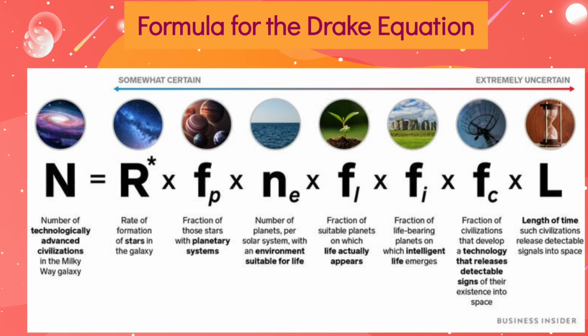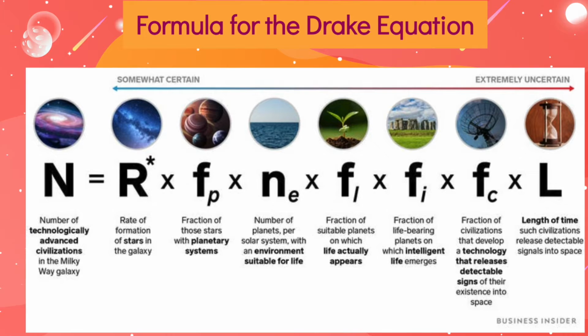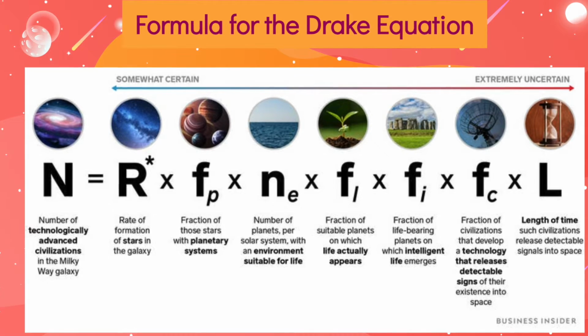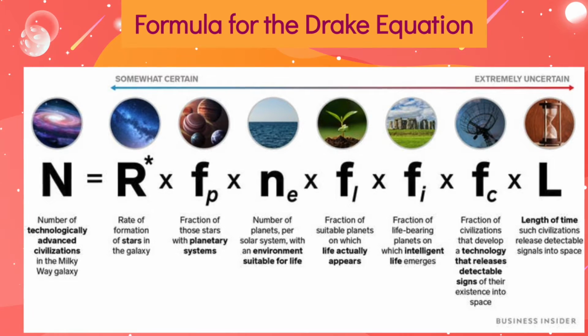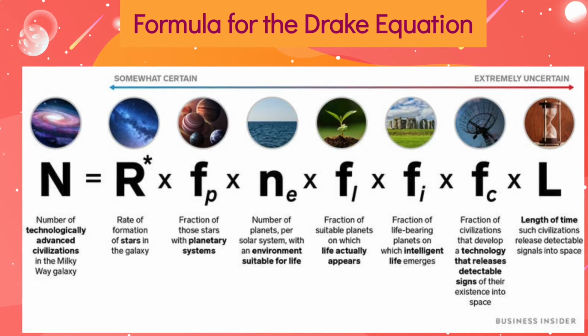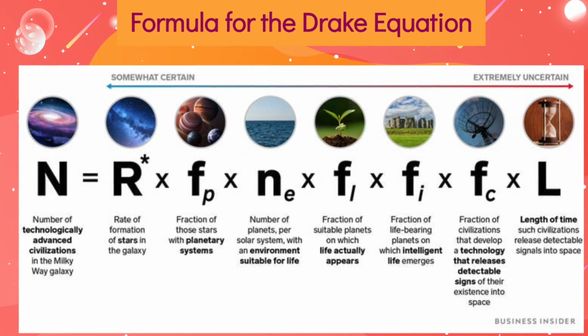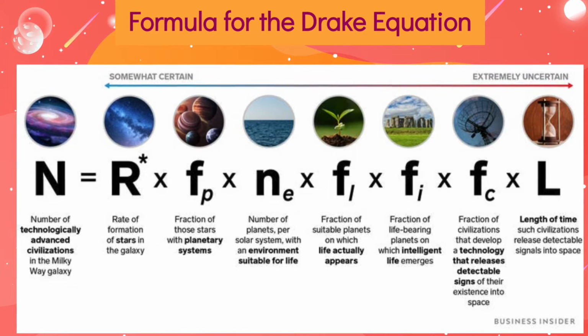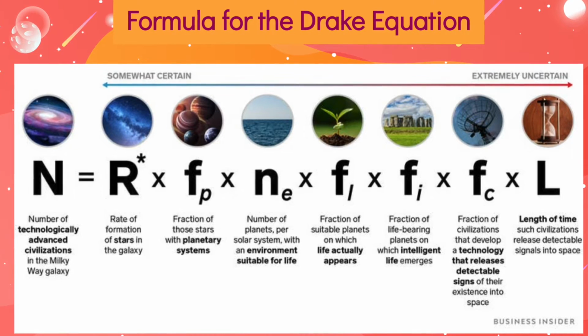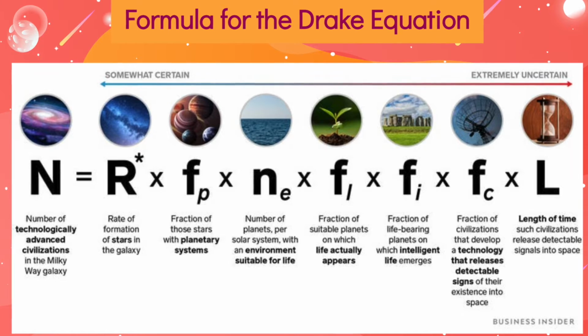Now, here's the formula for the Drake equation. As you can see, there are many variables involved in finding the number of alien civilizations in our galaxy that can actively communicate with us. Let's start off with the first variable, which is the rate of formation of stars in the galaxy. And this is important because it can demonstrate how often alien life can emerge.